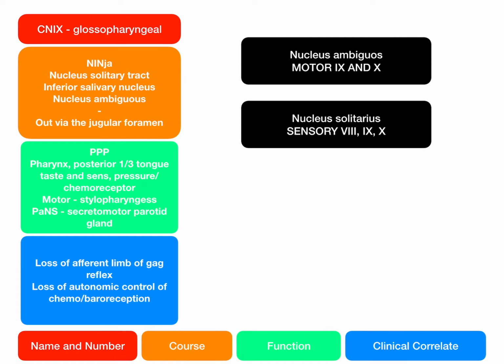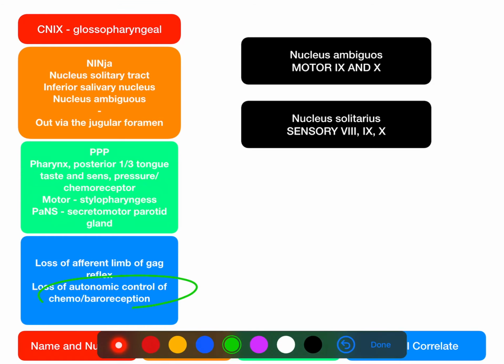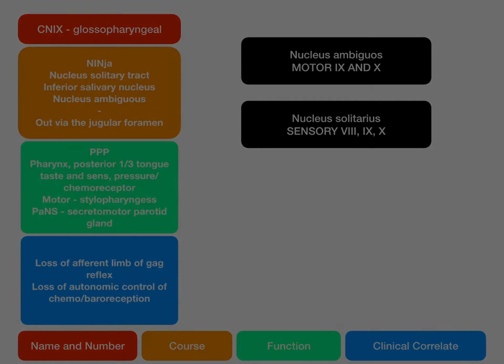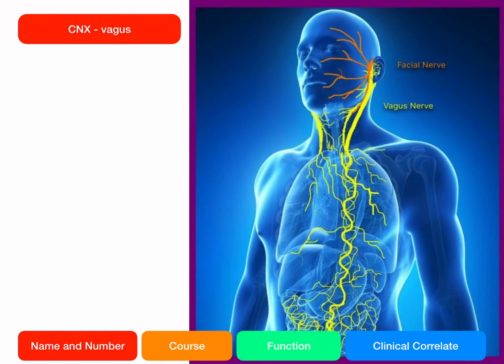You also lose autonomic control of chemobaroreception because you can't send that information in. Now, there's some collateral supply with 10th nerve that also does it a bit further down in the aortic region as opposed to the carotid region. So there's a bit of gain of function, but you lose quite a bit of autonomic control of chemobaroreception, so you're going to have really weird blood pressure things going on there.